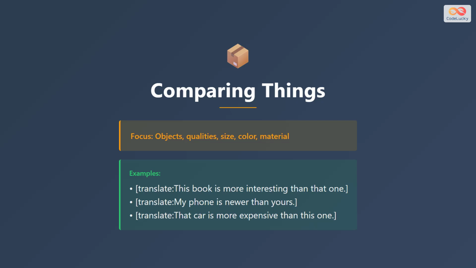When we compare things or objects, we might focus on qualities like size, color, material, or other features. This book is more interesting than that one. Here we compare the interest level of two books. My phone is newer than yours. We compare the age of two phones. That car is more expensive than this one. We compare the price of two cars. Comparatives help us describe differences between objects in our everyday life.